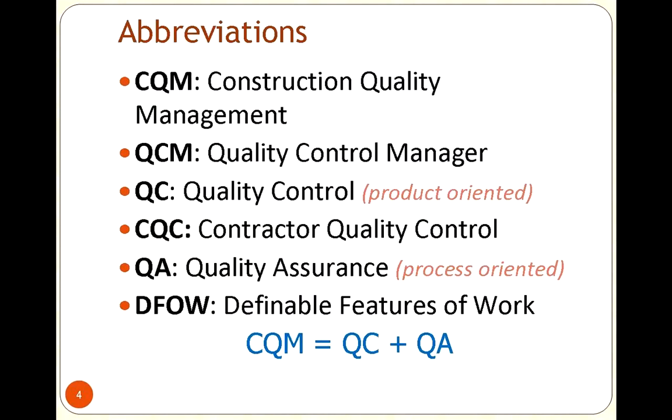This is essentially definable features of work. You'll hear an abbreviation used a lot with projects such as SOW, which is scope of work. This is basically a subset of that. What are the features of that job, or essentially what would be the equivalent of a task in a project?